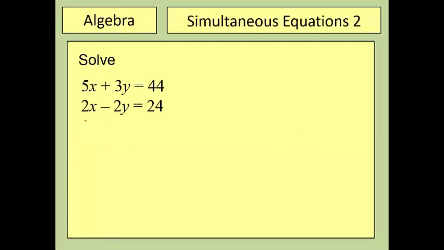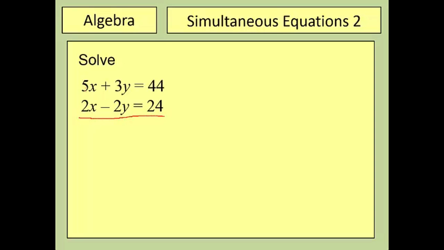Let's have a look at a second example. Now in this one, we don't have that nice link that we had previously because we have a 5, not a 6, and 5 isn't in the 2 times table. So we go and check the same for the y's, and again we have the same problem, 3 isn't in the 2 times table. So what we actually have to do in this one is scale both equations to get one of these to be the same.